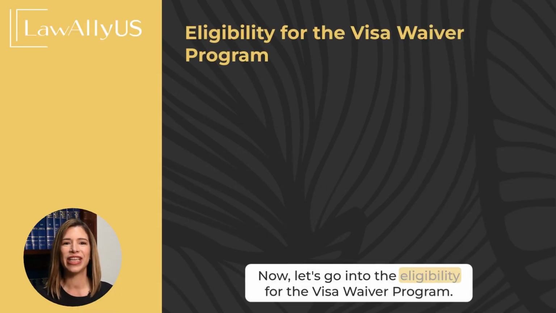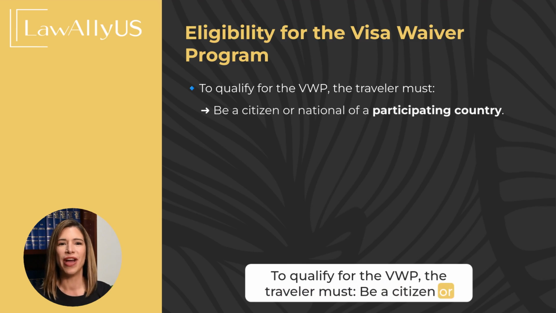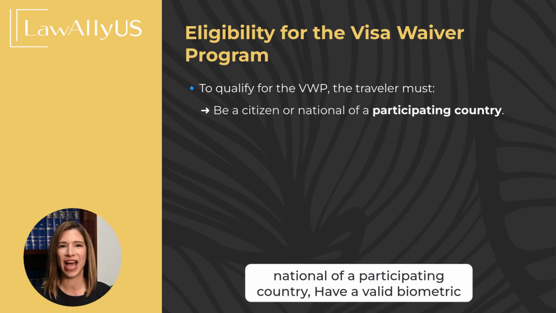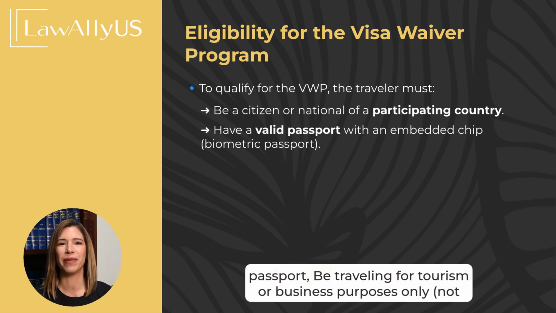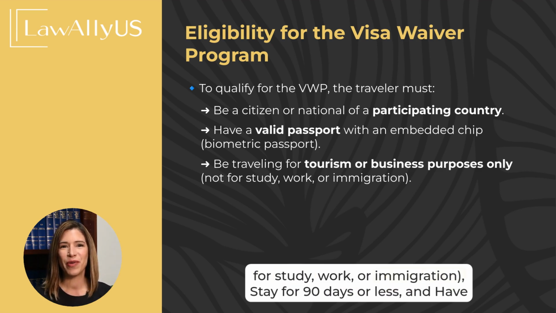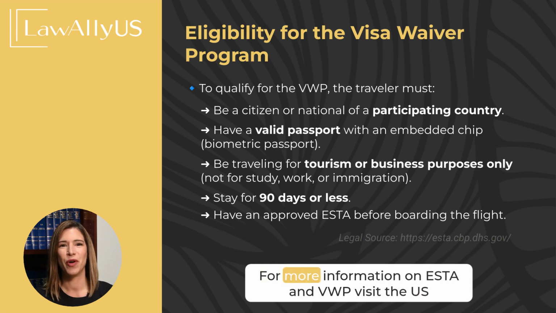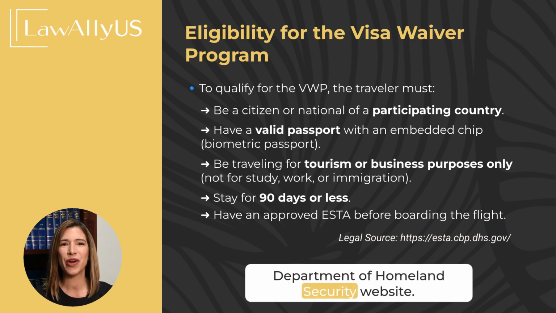Now let's go into the eligibility for the Visa Waiver Program. To qualify for the VWP, the traveler must be a citizen or national of a participating country, have a valid biometric passport, be traveling for tourism or business purposes only, not for study, work, or immigration, stay for 90 days or less, and have an approved ESTA before boarding the flight. For more information on ESTA and VWP, visit the U.S. Department of Homeland Security website.